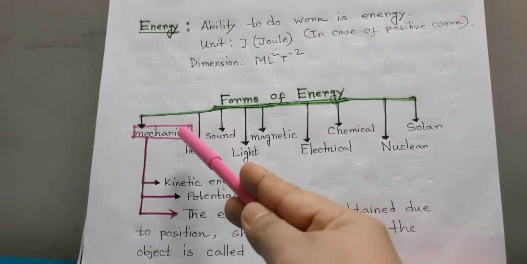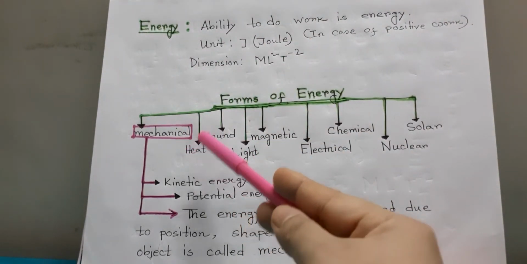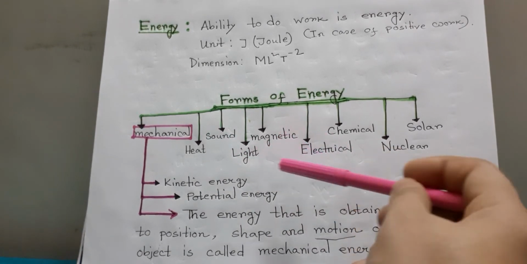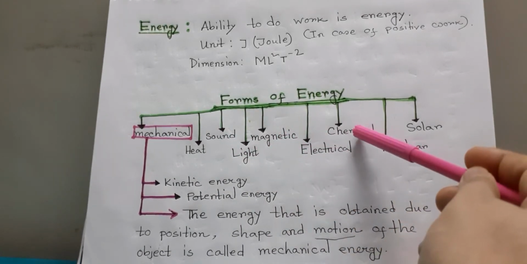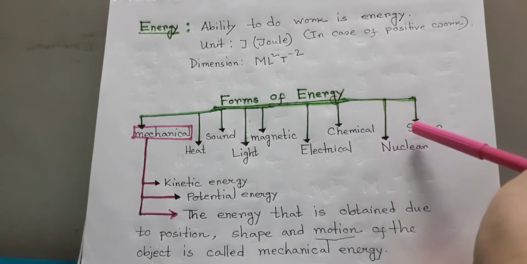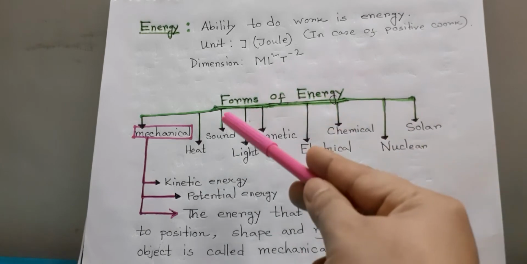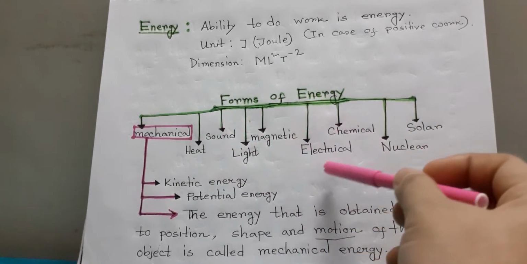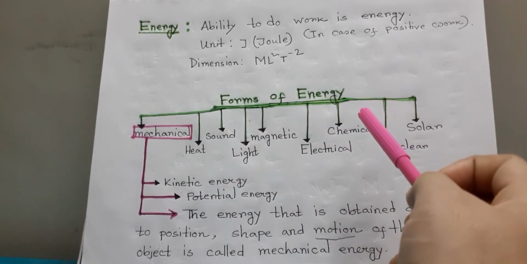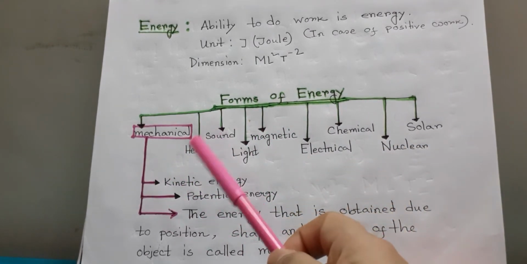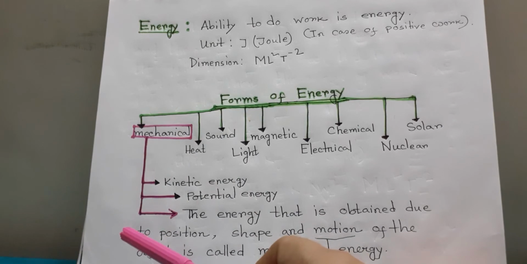One is mechanical, then heat, sound energy, light energy, magnetic energy, electrical energy, chemical energy, nuclear energy, solar energy. The main source of all forms of energy is the sun. Okay, now I am going to discuss mechanical energy. This is a very important form of energy.